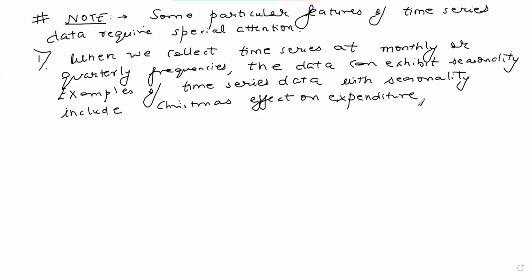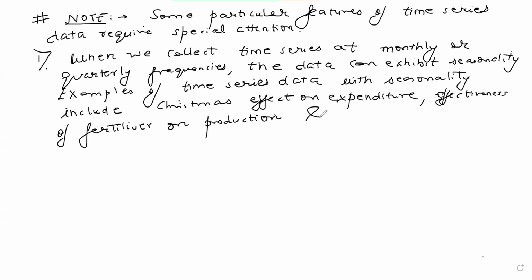Then, the effectiveness of fertilizer on production. Now it depends on which season and which crop we are growing. And ice cream sales is another example. We expect ice cream sales to be more in the summer months as compared to the winter months. The whole point is that when you collect time series data, it can exhibit seasonality. It will show you a pattern, and that pattern might be based on a particular season.